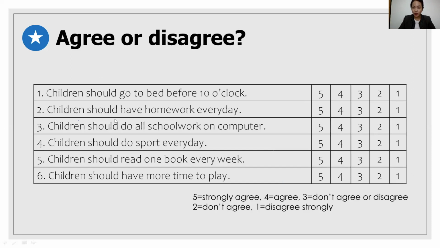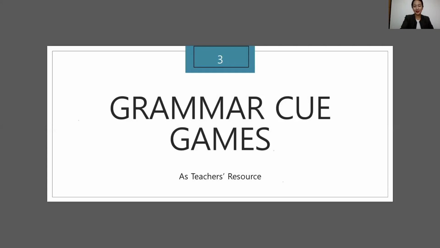Your students will check each other's opinion and they can explain their opinion. So here they're learning about the modal verb should. They should read one book every week. Maybe some of your students check strongly disagree like this. So the personalized process will help your students have a long-term memory. Okay, now let's look through what Grammar Q has.